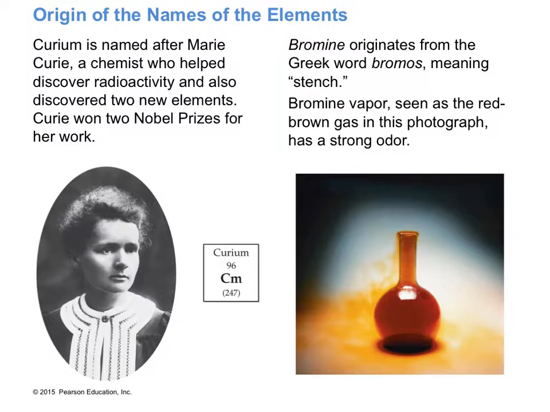Some of them were named after scientists. Marie Curie, of course, won the Nobel Prize. Actually, she won two Nobel Prizes. Famous woman scientist, worked with radiation, radioactivity.